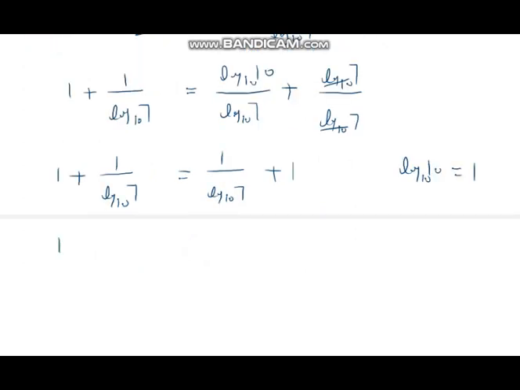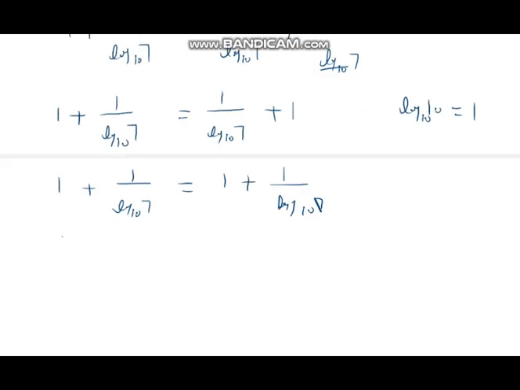It can be noted that both sides are equal. 1 we can write as 1 plus 1 over log base 10 of 7. Students, we can see that by checking our solution, our given equation is satisfied.